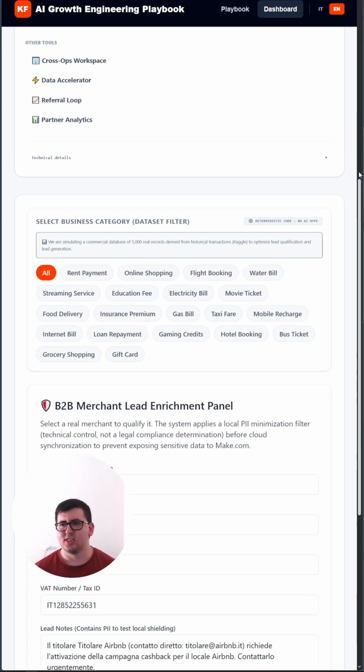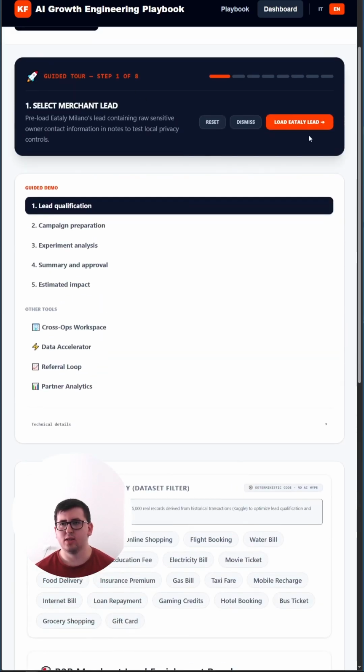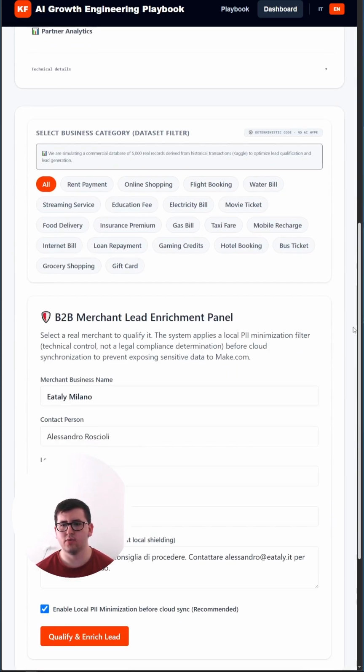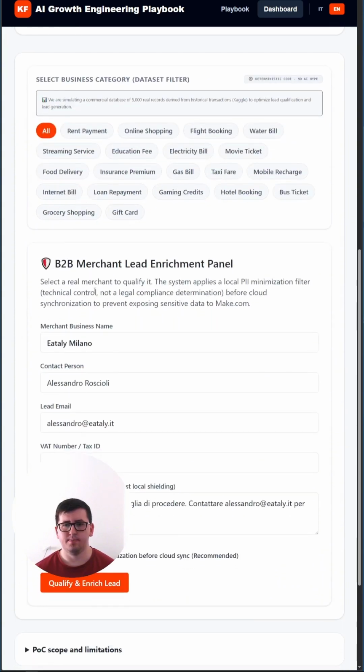Now let's just do the select merchant lead. In this case, we're pre-selecting Italy, Milano, containing rows. So here we put in the P2P merchant lead enrichment. In this case, as I said, it's a proof of concept, so it's not AI related. You're going to do it all manually.